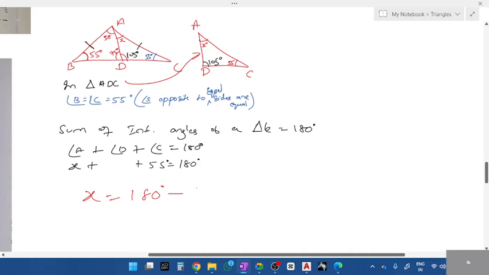X is equals to 180 minus. How much is 105 plus 55? That is equal to 20 degrees. Is it clear? Give the answer as 20.